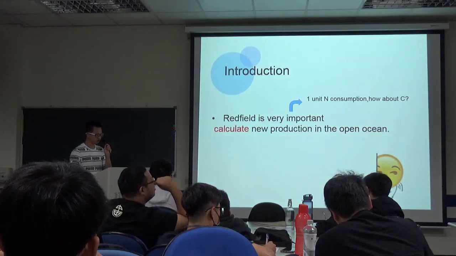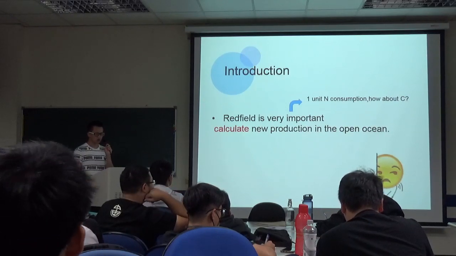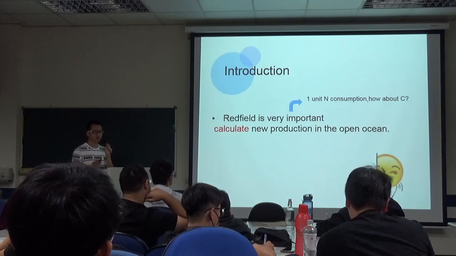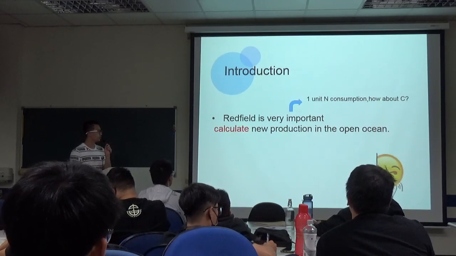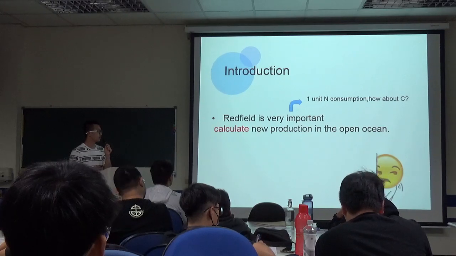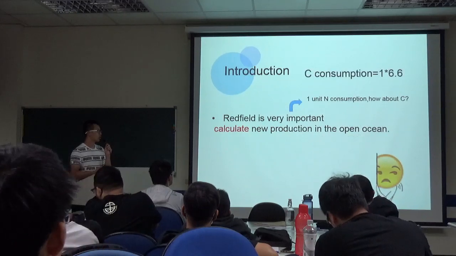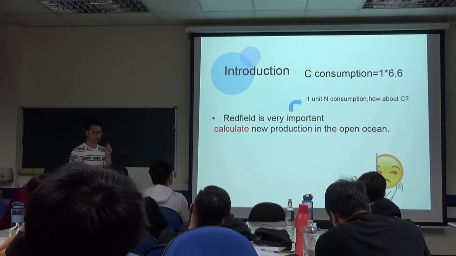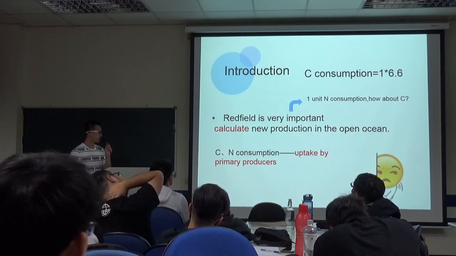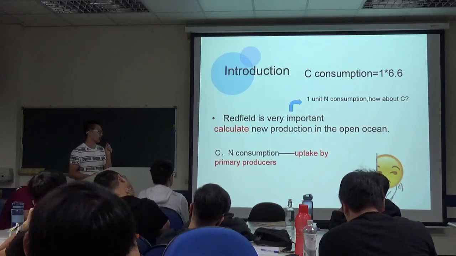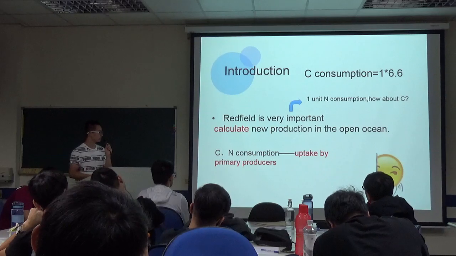So let's start the introduction. I just said the Redfield ratio is very important, which has become a convenient practice to calculate new production in the open ocean. For example, if we have one unit of nitrate consumption, how about carbon consumption? We just multiply by 6.6 to calculate the carbon consumption. But pay attention, the carbon and the nitrate consumption here means the uptake by primary producers.